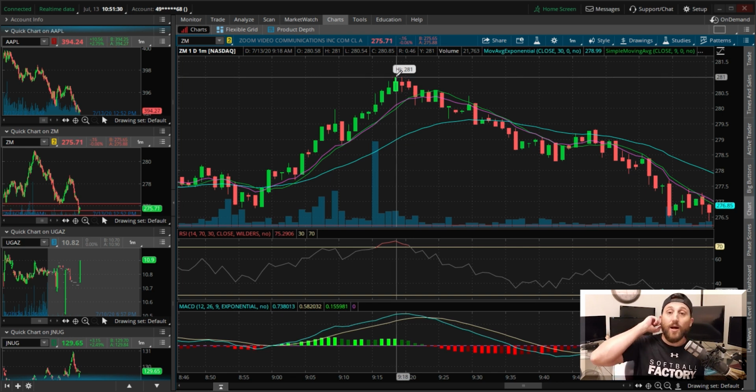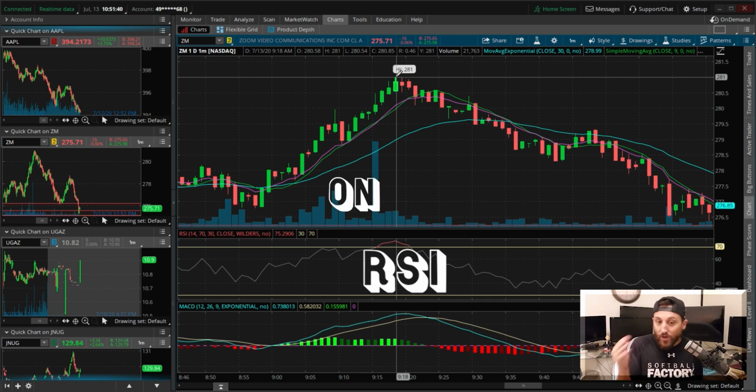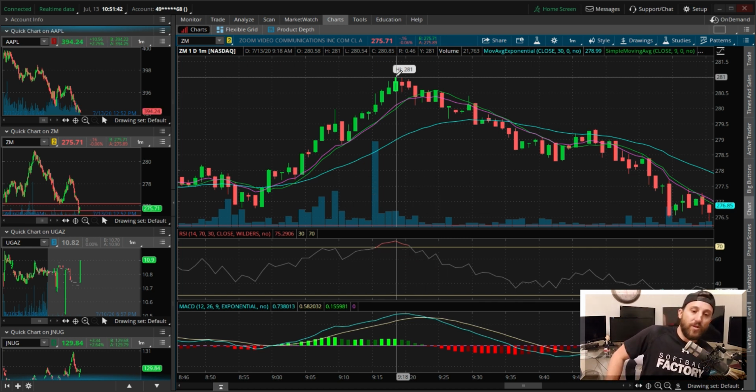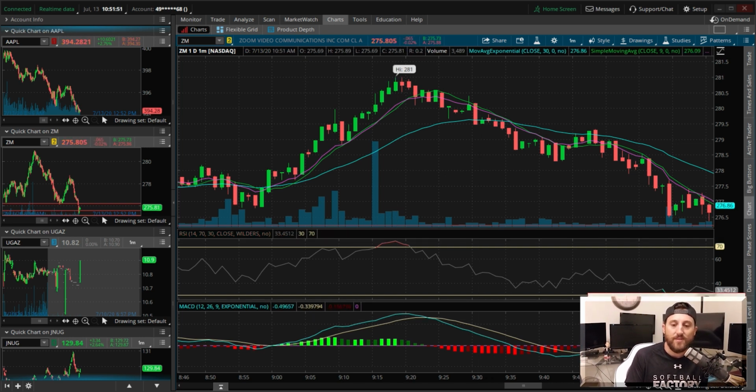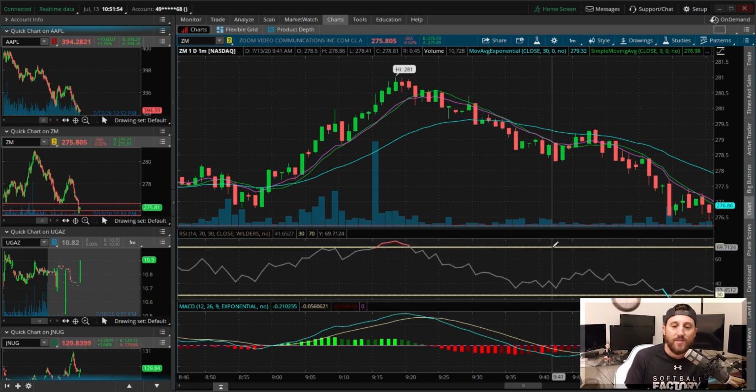What do we see on our RSI? Okay, we see it eclipsing the 70, right? What do I mean by 70? Okay, 70, this yellow line, the top yellow line on the RSI is 70. The bottom yellow line on the RSI is 30.